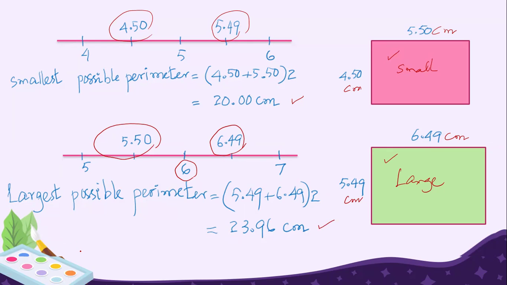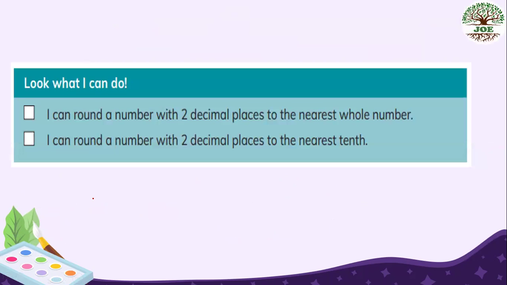Okay. Please try yourself on a rectangle just like this. Let's look at what I can do. I can round a number with 2 decimal places to the nearest whole number. Yes, we can. I can round a number with 2 decimal places to the nearest tenth. Yes, we can.